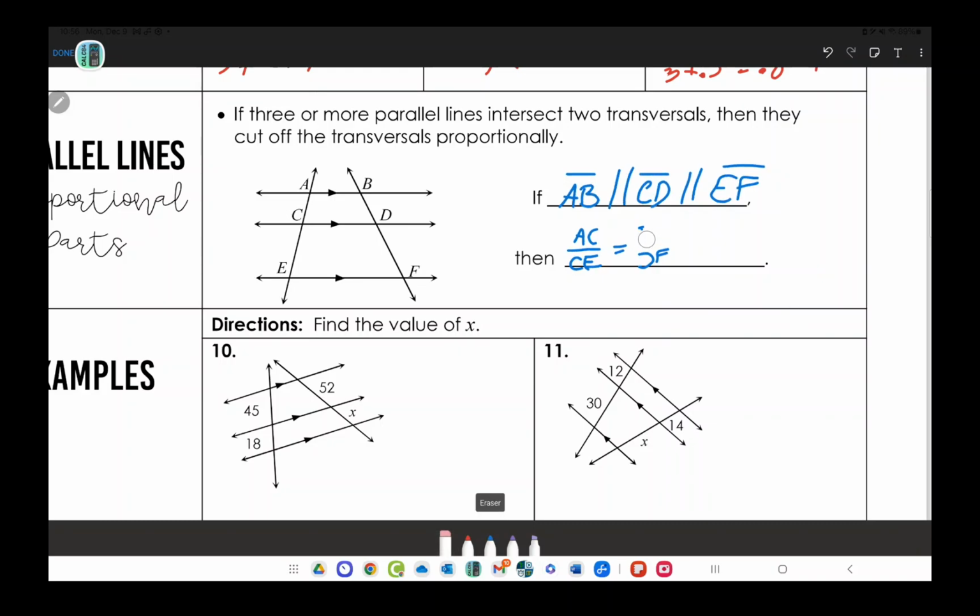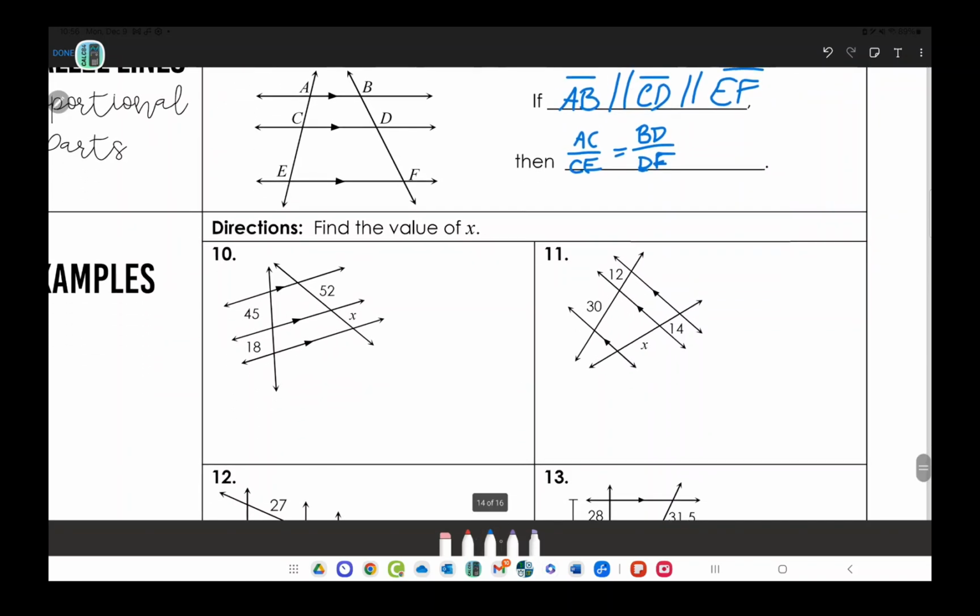BD over DF. All right, so in this case, that gives us 45 over 18 has to equal 52 over x. Now 45 and 18 can both be divided by 9 to be 5 over 2. So 5 over 2 is equal to 52 over x.